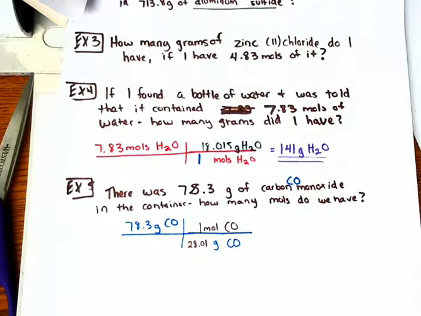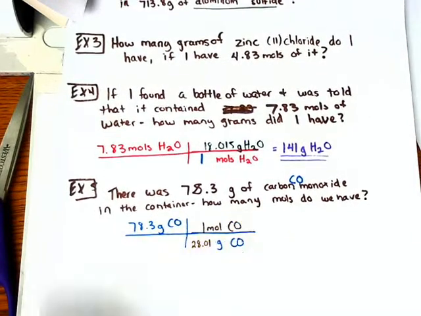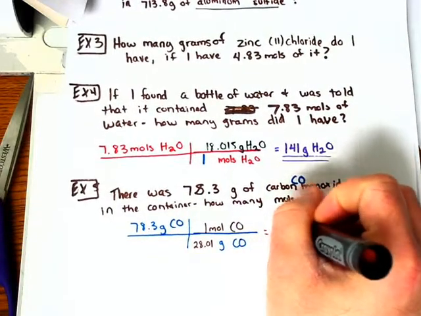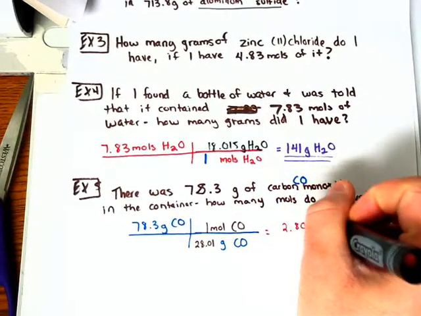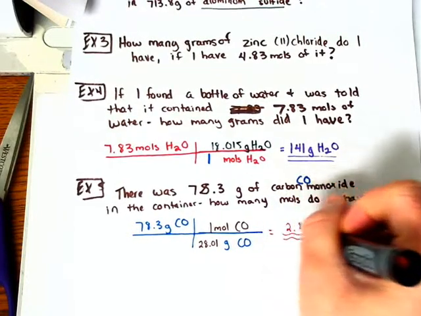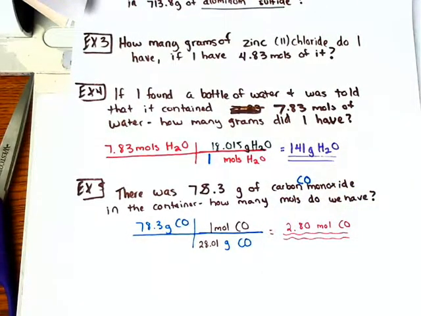Same concept. Multiply 78.3 times 1, which is still 78.3. Divide it by 28.01. Keep your 3 sig figs as you're required to. So I got 2.80 moles of CO. Moles of CO. Good?